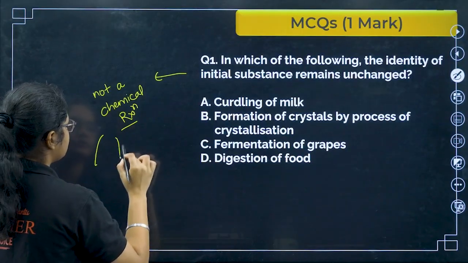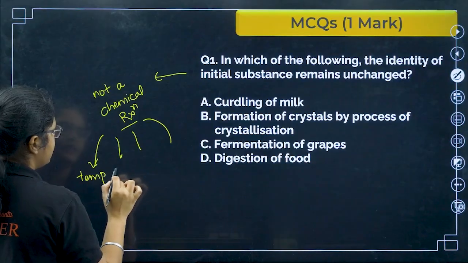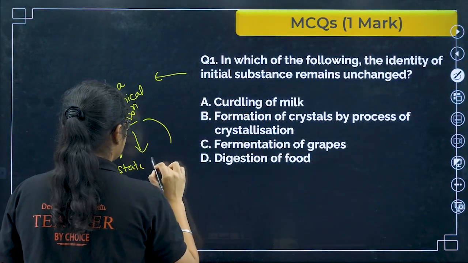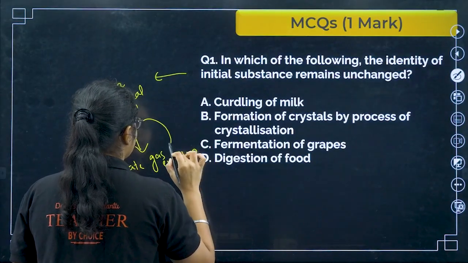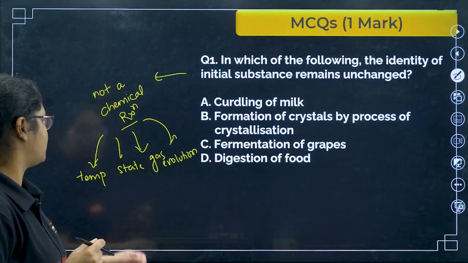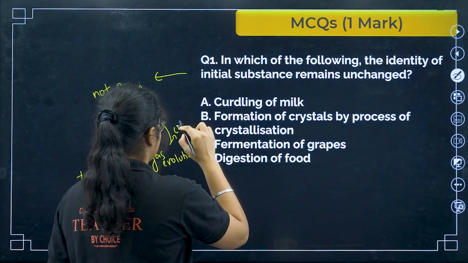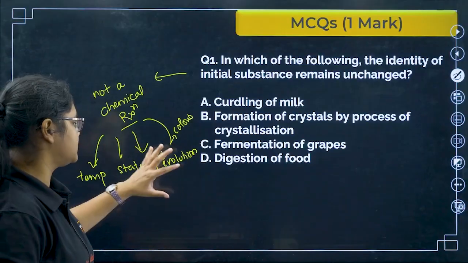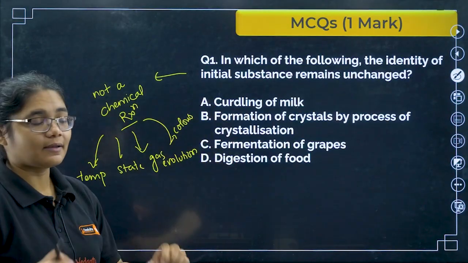And for a chemical reaction to happen, what are the observations we have? We have change in temperature, change in state, right? The temperature may change, the state may change, there may be gas evolution. There are 4 points: change in temperature, change in state, gas evolution, and there can be change in color. If any of these, or all 4, or any combination is happening, then we can consider it a chemical reaction.